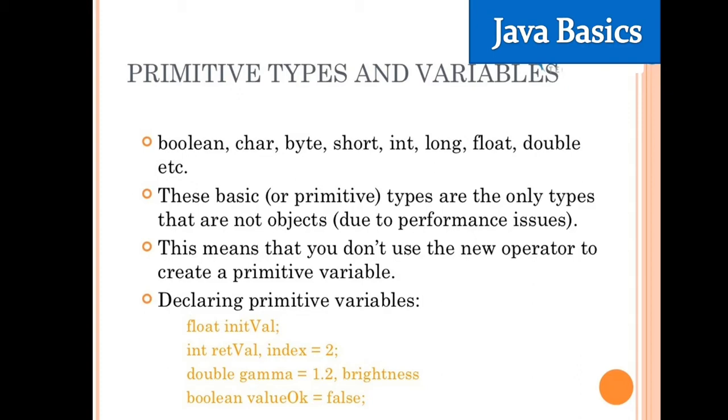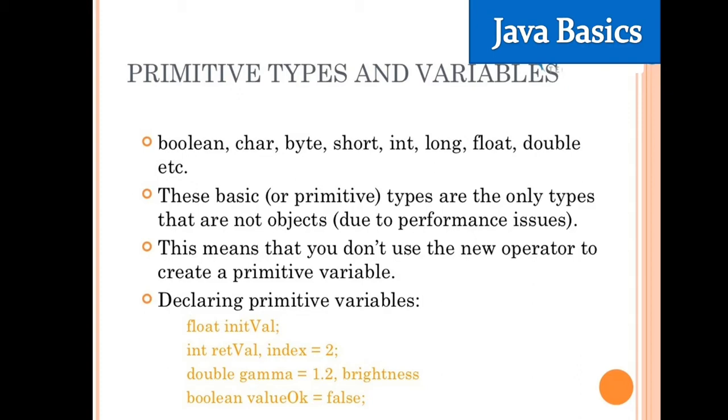Just try to understand that they are the primitive types. These basic or primitive types are the only types that are not objects, right? Anything else in Java is an object. We'll see later what an object is and how to create an object. This means that you don't use the new operator to create a primitive variable, because these are not objects, so you don't need to create them with the new operator. You just define it: I need a boolean, so boolean flag is equal to whatever you want to set, true or false. So declaring primitive types is like this.